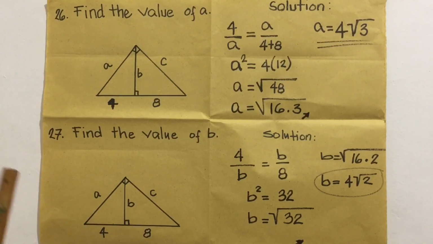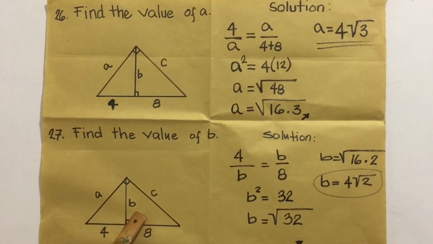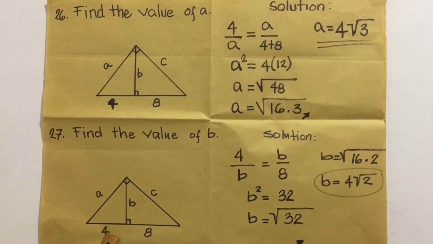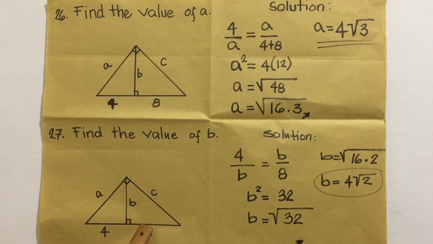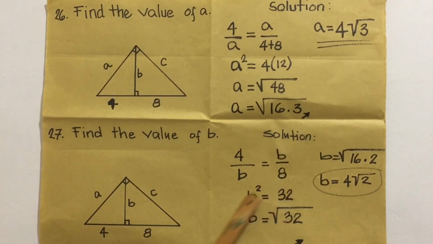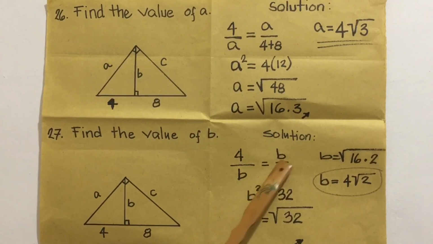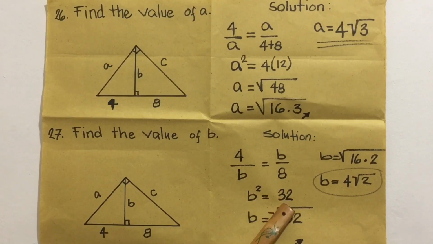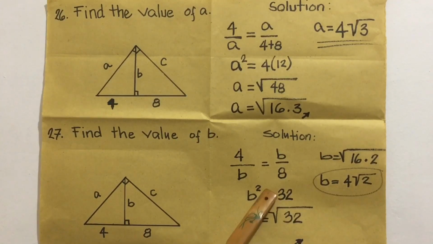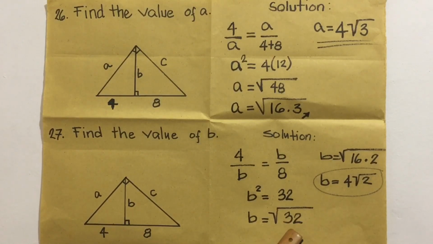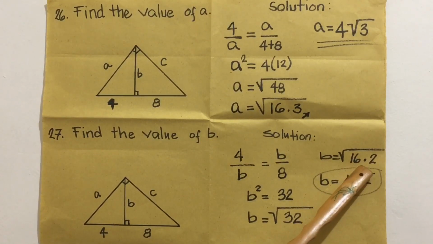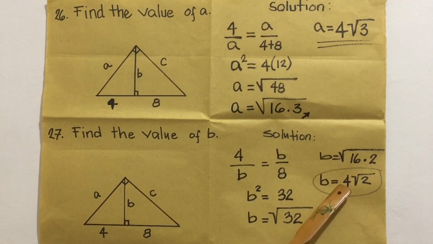Next, number 27. Find the value of B here. So again, altitude, and this is the hypotenuse of the right triangle. So our proportion now starts from 4 over B equals B over 8. Then cross multiply. B times B equals B squared. 4 times 8 equals 32. Then the square root of 32. We will use the radical symbol. And we have now the factors of 32, 16 and 2. Then the square root of 16 is 4. The square root of 2 remains. So the value of B now is 4 square root of 2.